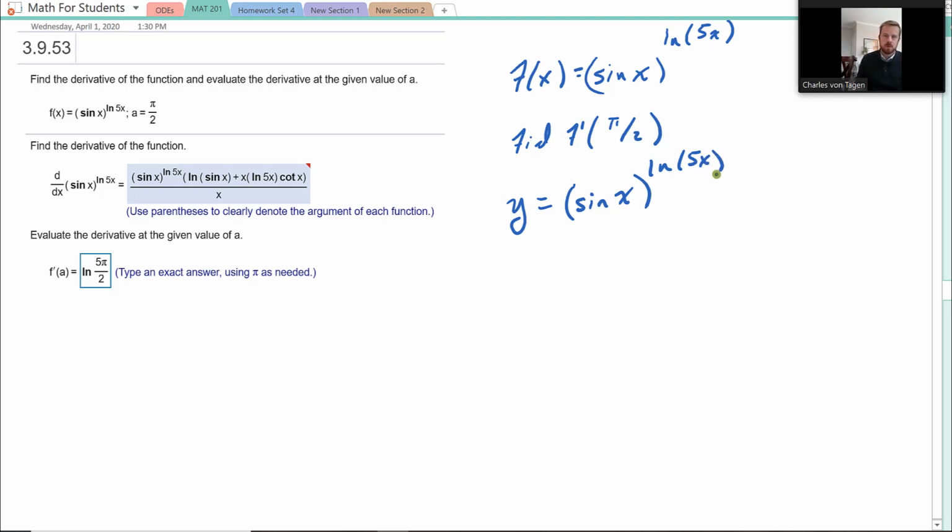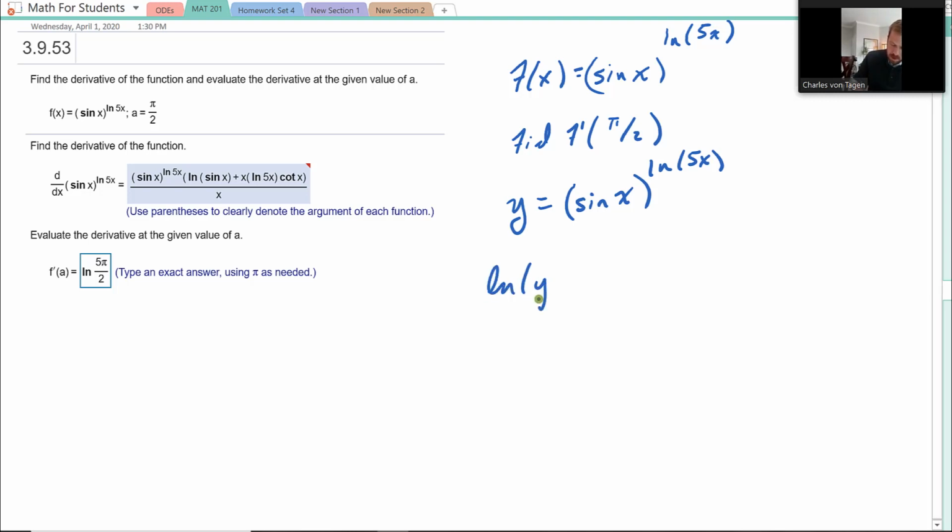Well, what we do is we take the natural log of both sides of this expression, creating an implicit function. Notice that we started out with an explicit function, but we're going to take the natural log of both sides, creating an implicit function, and then use the properties of logarithms to simplify the right-hand side to make it easier to work with, and then to take the derivative through implicit differentiation. So let's go ahead and do that.